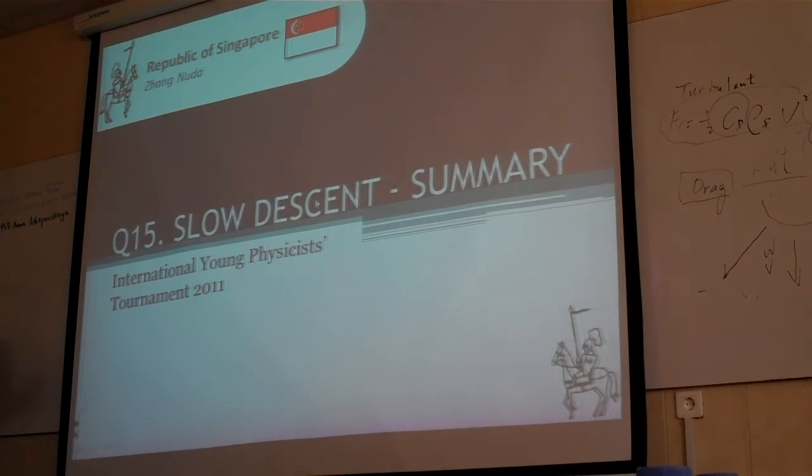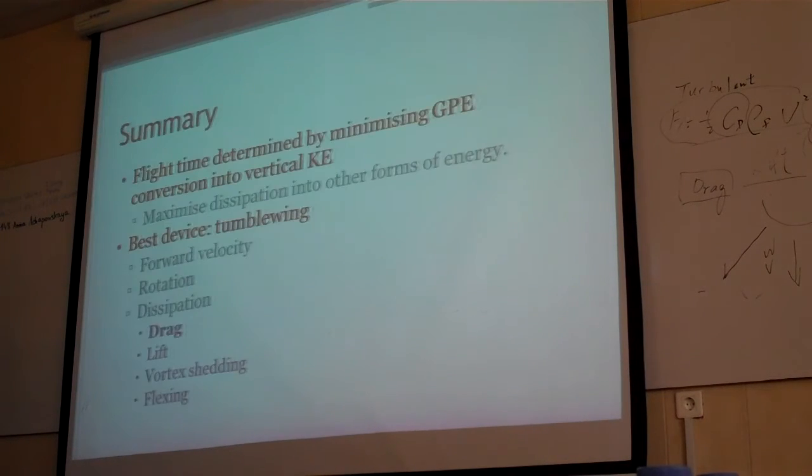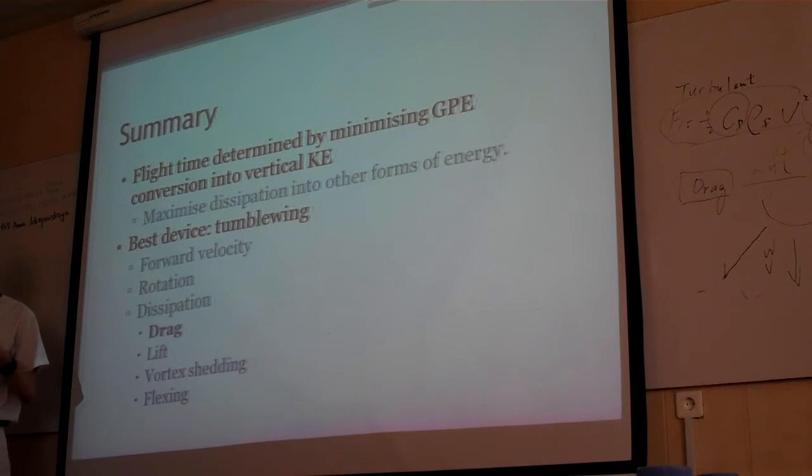Thank you, reviewer and opponents, for your good remarks. So here is a summary of my presentation. In summary, we have determined that flight time is determined by maximizing the conversion of gravitational potential energy into vertical kinetic energy, and we can maximize flight time by converting more potential energy into other forms of energy.